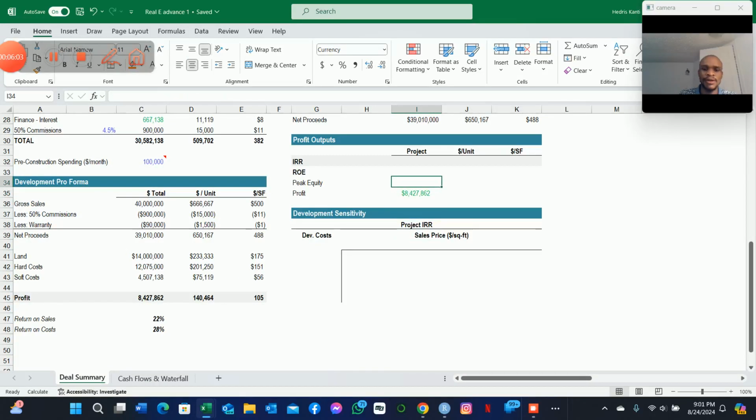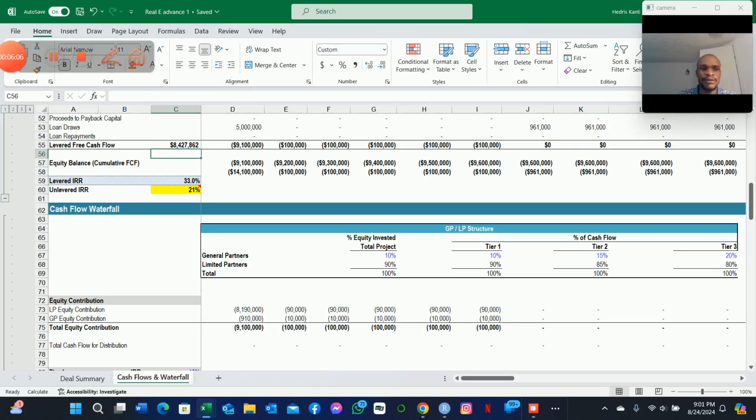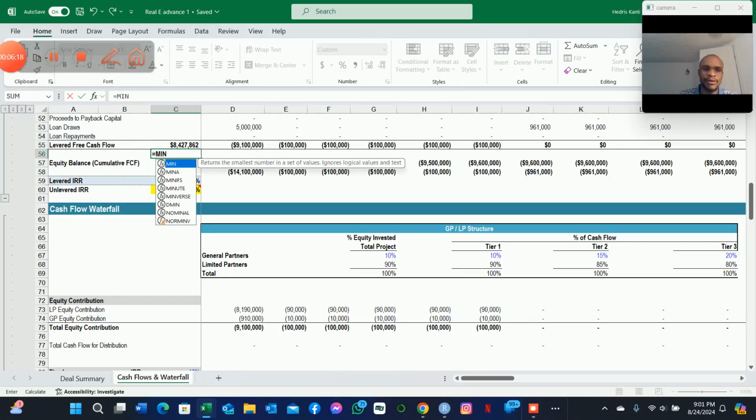For the peak equity, we have to go back and we want to calculate the maximum equity injected. So in this case, we're going to go by saying the minimum, since it's already a negative number, but we want the maximum of the cumulative equity balance. So we are taking the minimum of, we have to actually go by taking the negative of that amount there.